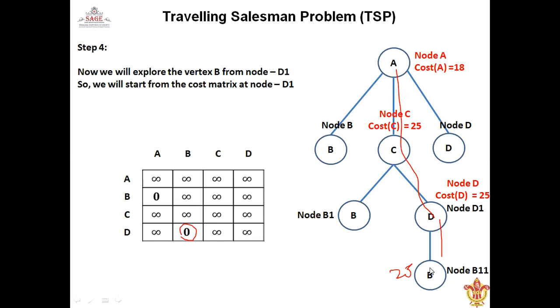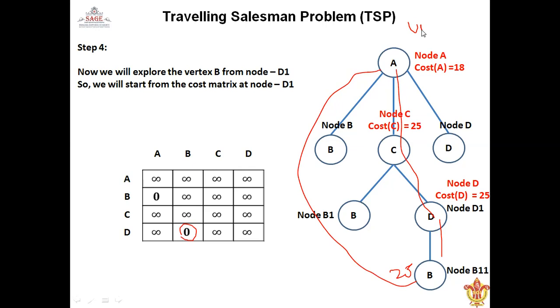Now we are at a leaf node, because we have only 4 nodes given there. We are at a leaf node because we have traversed each city: A to C, C to D, and D to B. So we'll have a path from B to A also. Getting my point or not? We have traversed A to C, C to D, and D to B, and at the leaf node B is having what value? 25.